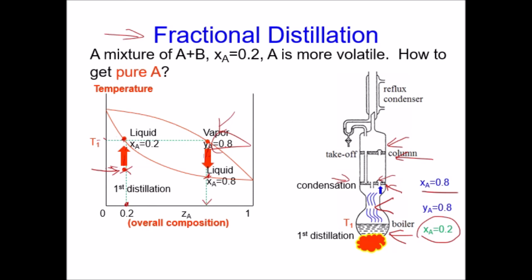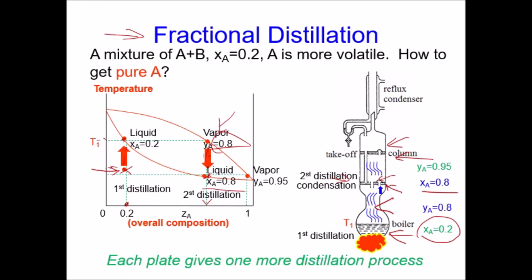So in the phase diagram, we again draw the teal line for the second one, liquid, which has 0.8, and the gas phase now is 0.95, that is in equilibrium with this liquid. And so if you look at the right side, the gas phase above the first plate has a concentration 0.95, all right? And this gas will condense on the next plate, becomes a liquid, and this liquid will vaporize, and the gas phase has even higher concentration, 0.98.